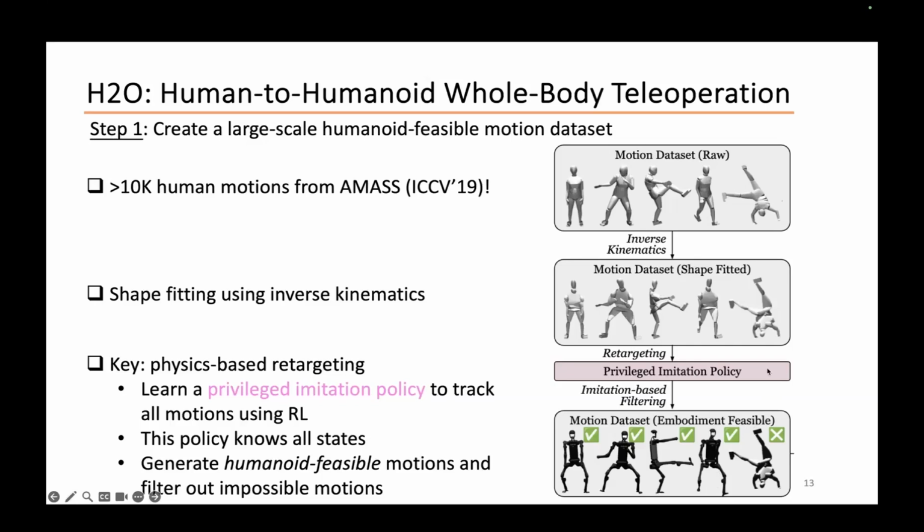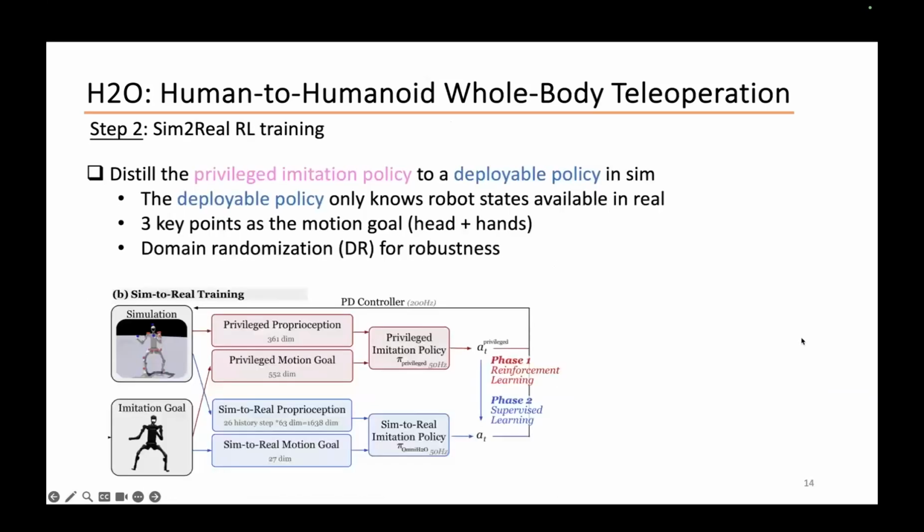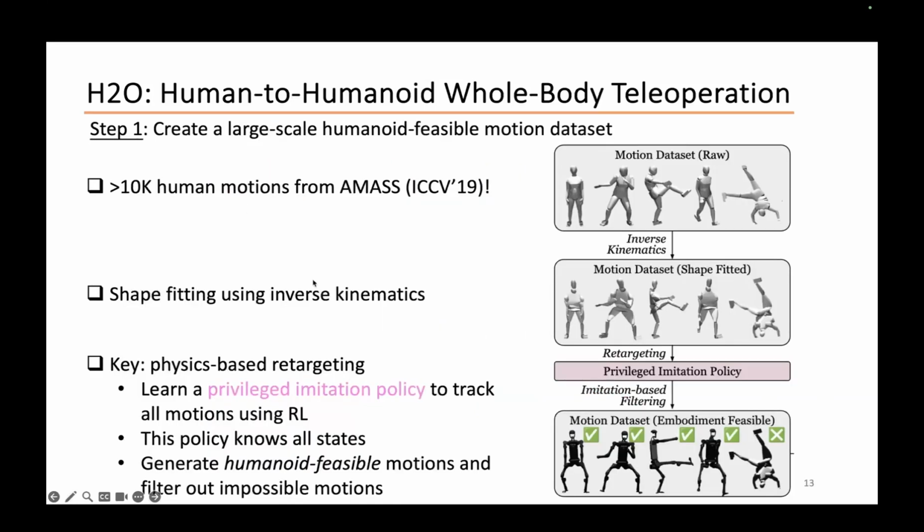And finally, I think we kept like 90%-ish of the data from AMASS. So the humanoid is still very powerful, right? It can track 90% of the AMASS dataset. Okay, this is the first big step to create a large-scale humanoid-feasible motion dataset. But again, this is only for simulation, right? You cannot deploy this policy to real.